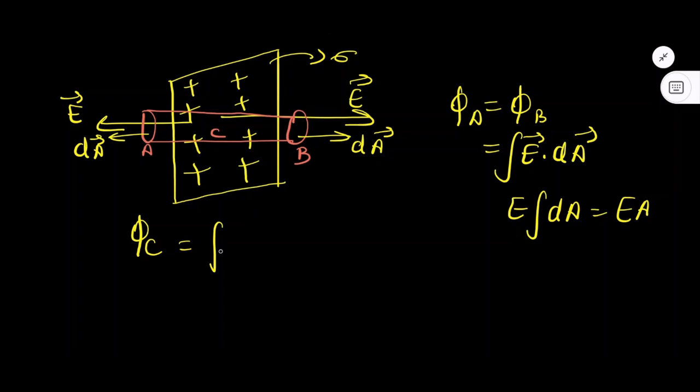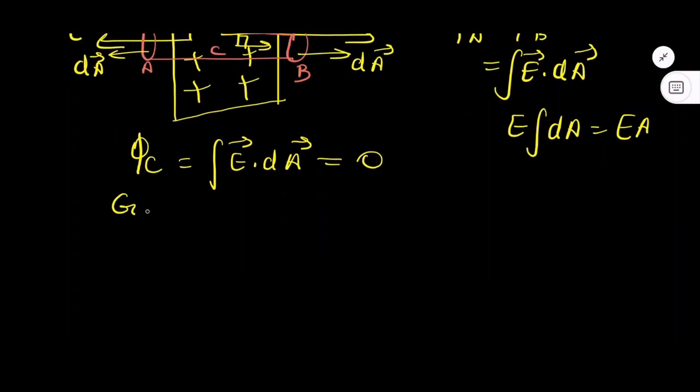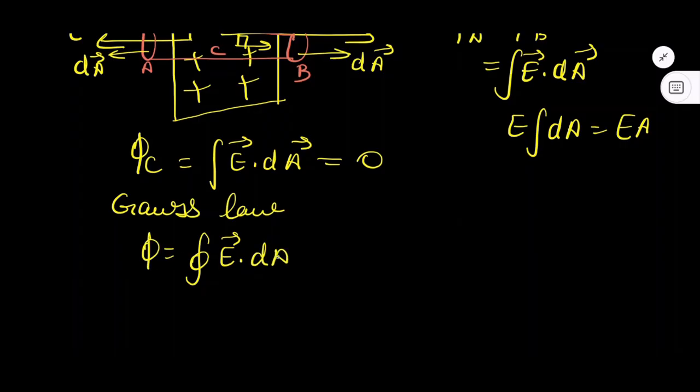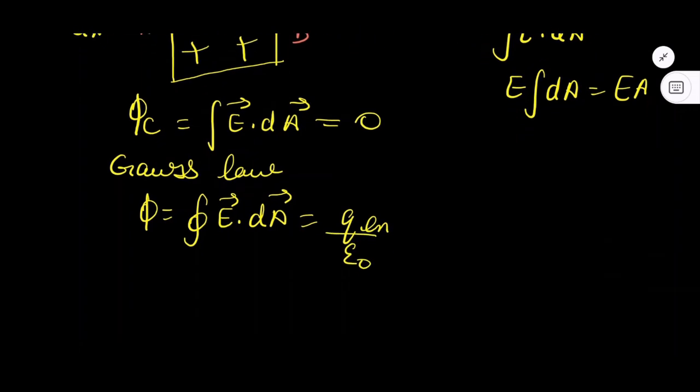For the middle surface we'll write E dot dA. Now the electric field is in this direction for this curved surface, while the area vector will be in the upward direction. So the angle between the two is now 90 degrees, so it will be 0. Again we'll apply Gauss law, which states that for this integral, the flux equals the charge enclosed over epsilon naught.